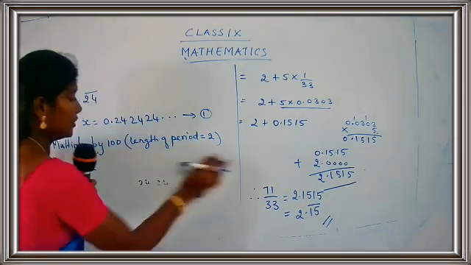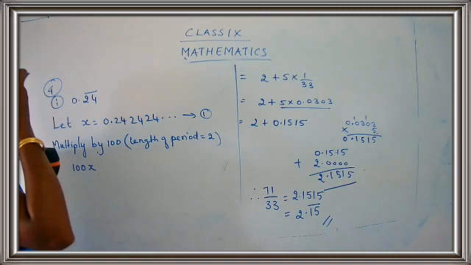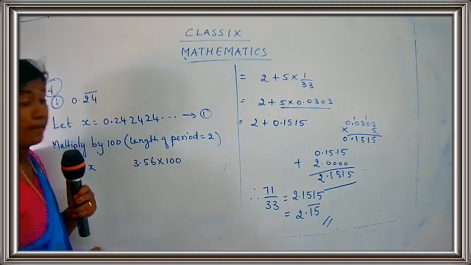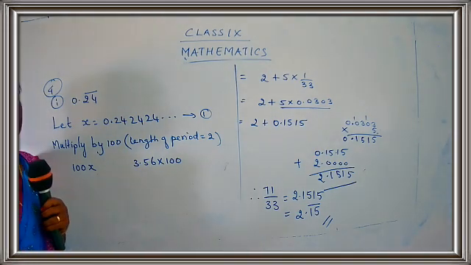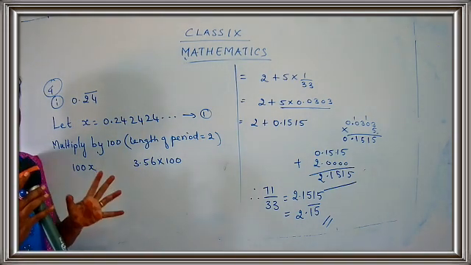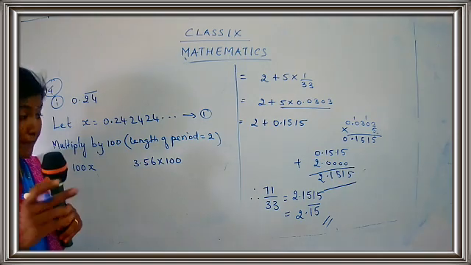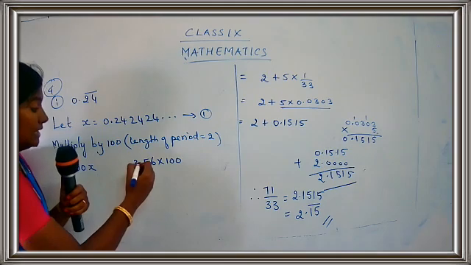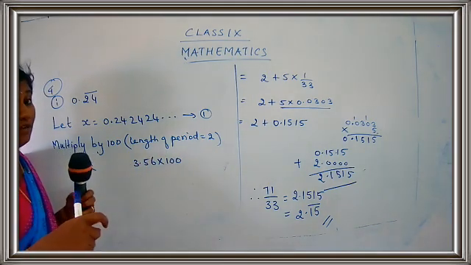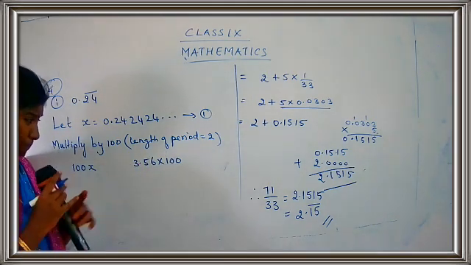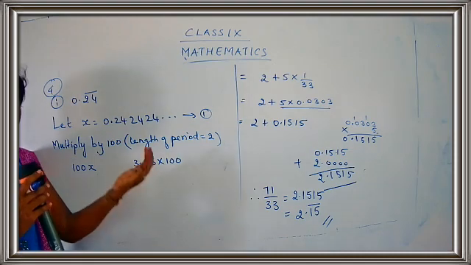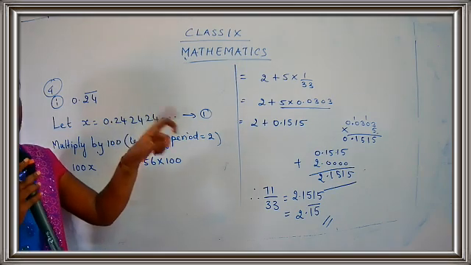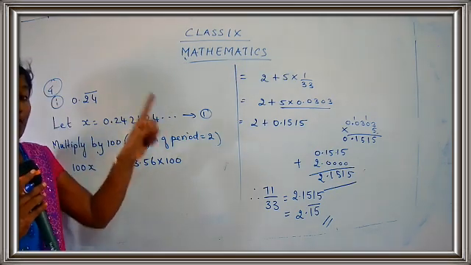So do not get confused. I'll just give you one more number. If we have 3.56 into 100, now you are multiplying by 100. In simple terms, the decimal point shifts to the right. I can talk in 2 ways. If I talk about the number, it will go to the left side. If I talk about the decimal point, it will go to the right side. Where will the decimal point go? It will go to the right side.